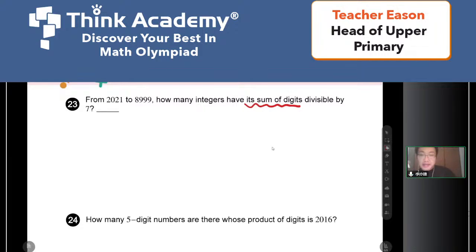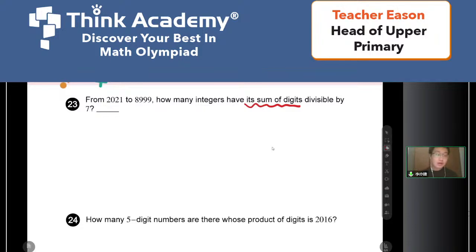So if you just want to make the sum of digits a constant number, for example, sum of digits equal to 10, equal to 11, we can also use the plate insertion to help us. But now, it's not about the actual value. We just want the sum of digits divisible by 7. It's a multiple of 7.